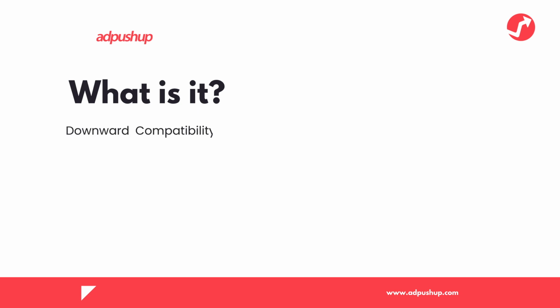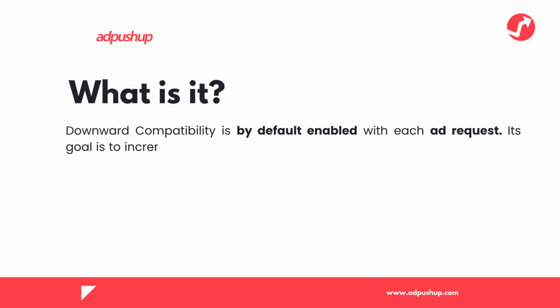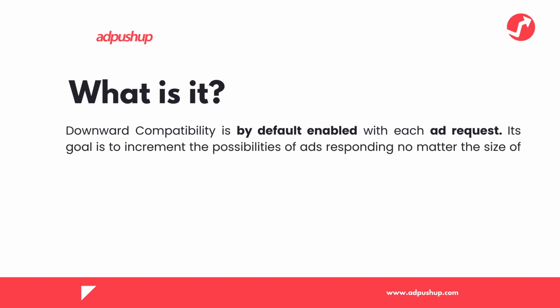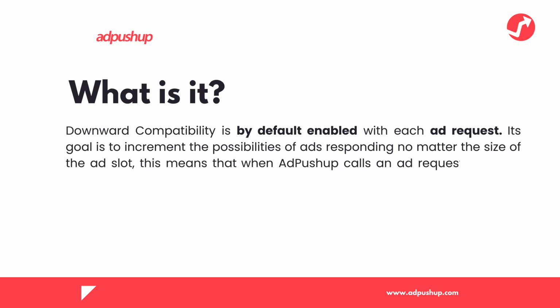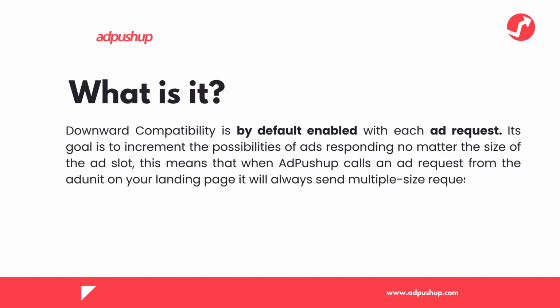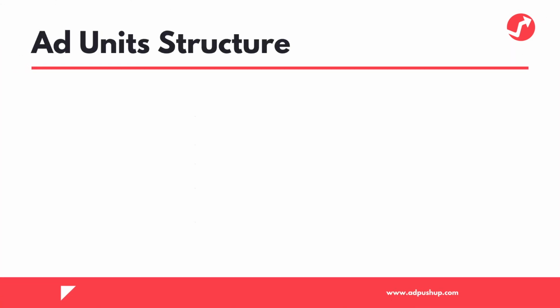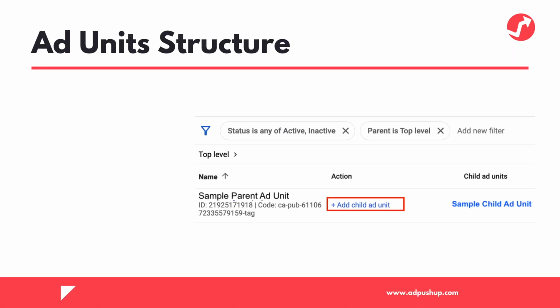Downward compatibility is enabled by default with each ad request. Its goal is to increase the possibilities of ads responding, no matter the size of the ad slot. This means that every time Ad Pushup calls an ad request from the ad unit on your landing page, it will always send multiple size requests. Let's dive in a little bit more to learn about ad units.